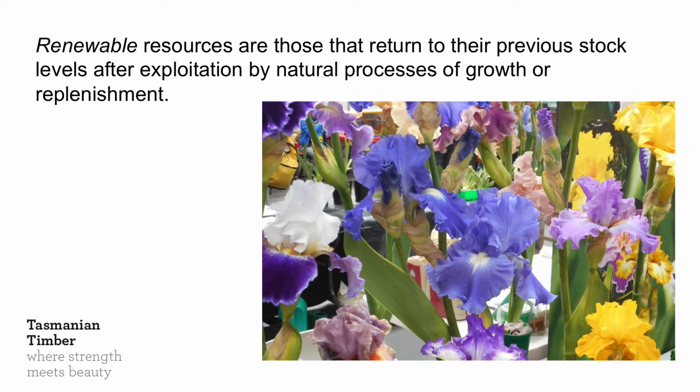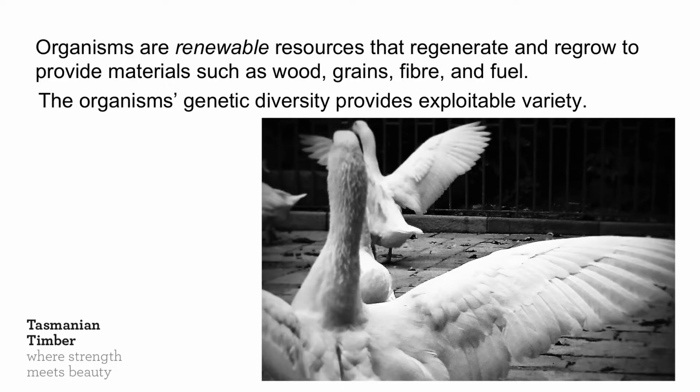So there's things that we can collect that keep on coming back to us, like waves and sun and wind, and there's things that we can grow, like these iris. Okay? Now, if we're looking at organisms, they're a renewable resource that can regenerate and regrow, and provide us materials such as wood, grain, fuel and fibre, and we exploit the genetic diversity of the organism to give us different things, if we want to put it in the simplest terms.